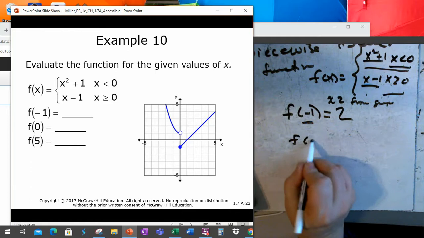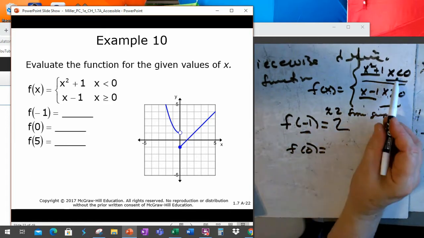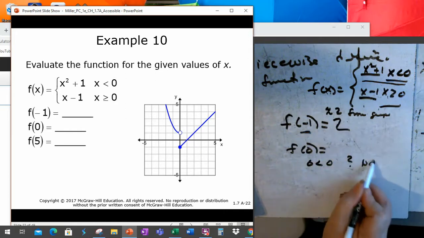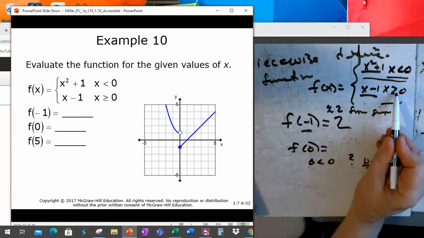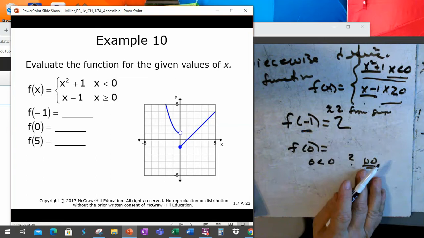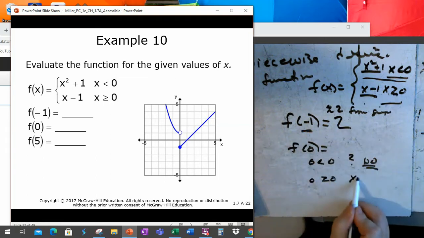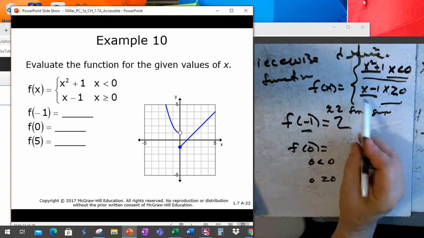What is f of 0? Okay. Again, I find my piece over here and I say, is 0 less than 0? No. 0 is not less than 0, it's equal to 0. I go to the next one. This was my x greater than or equal to 0. So is 0 greater than or equal to 0? Yes, it is equal to. I can't be both at the same time here, but I can be equal to it. Yes, so this is the piece that I'd use.